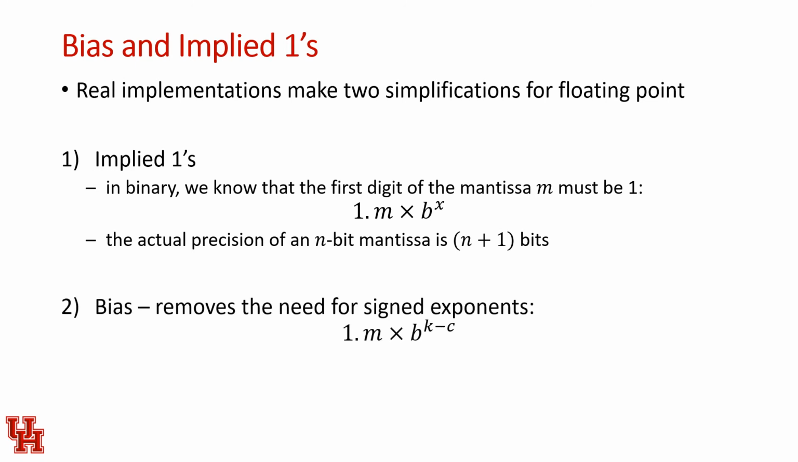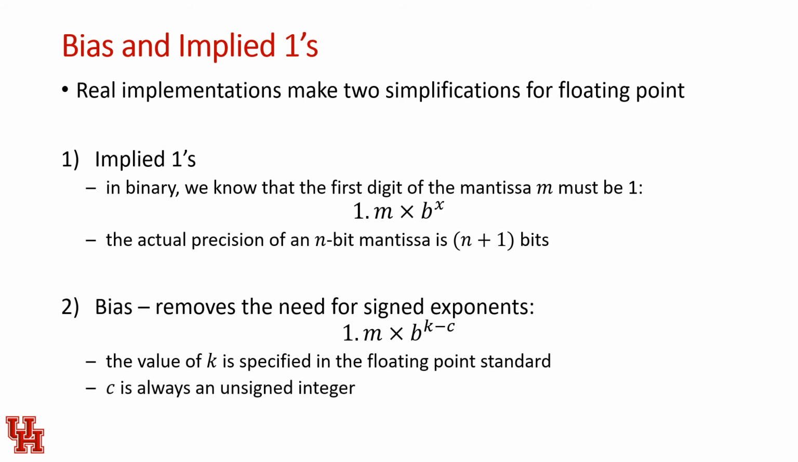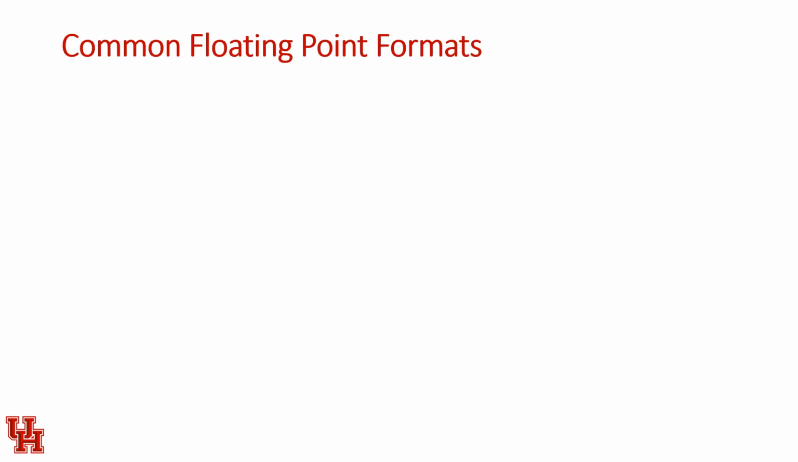The second modification is the addition of an exponent bias. Since our floating point values must leverage both positive and negative exponents, the most efficient representation is to always store a positive value for the exponent and apply a bias value k. The value for k will be specified in whatever floating point standard you use, and c will always be a positive integer. Now let's look at a few common floating point standards and how to leverage these features.